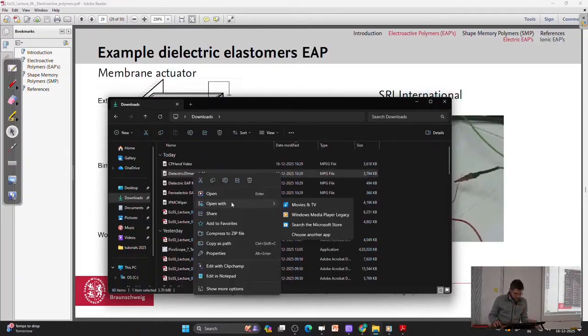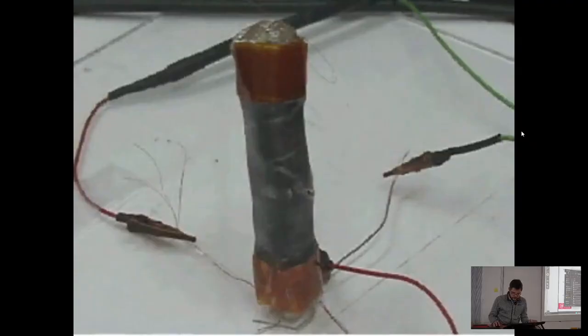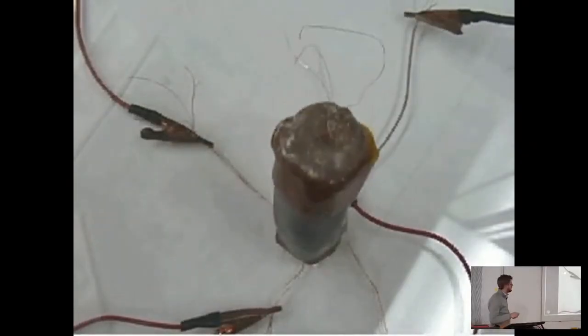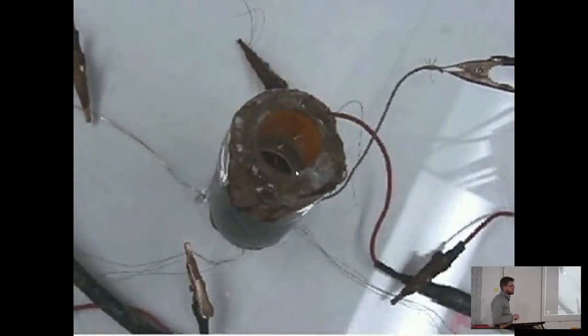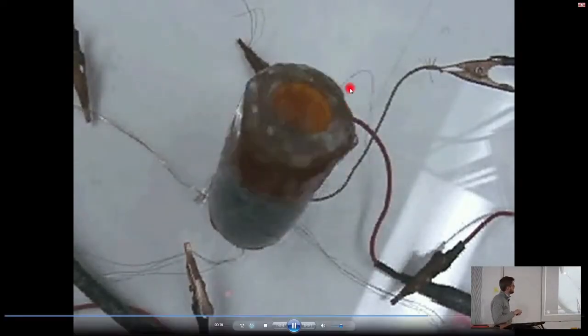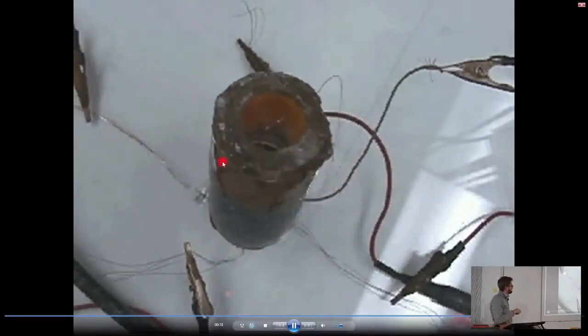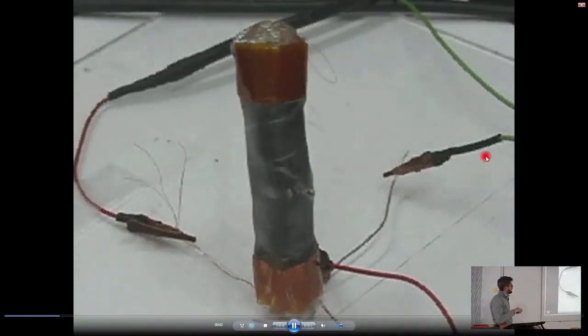I think it's this one. So here you have different electrodes, and you can move it around a bit like a finger, and I think therefore it's also called artificial muscles. So here you have the membranes with the electrodes wound up.